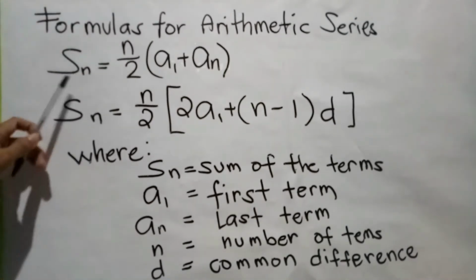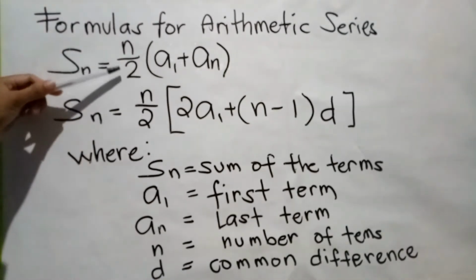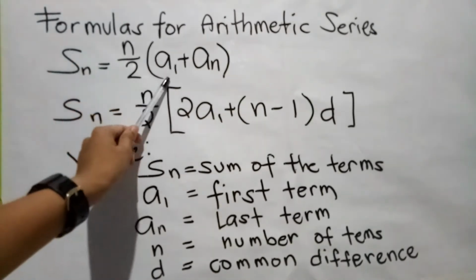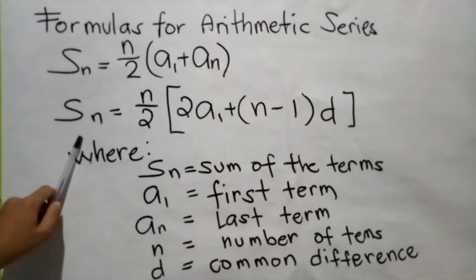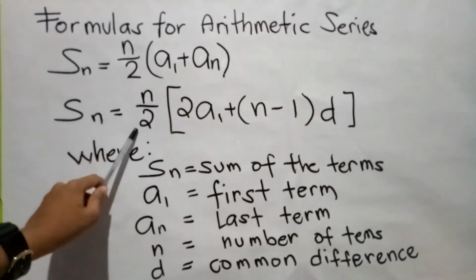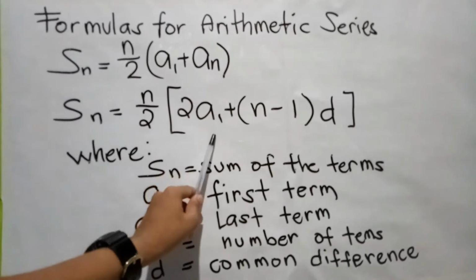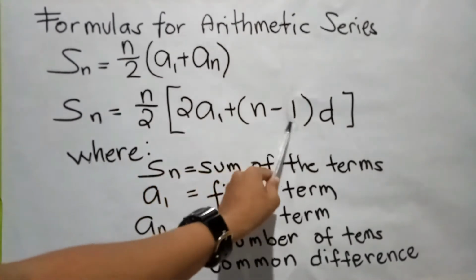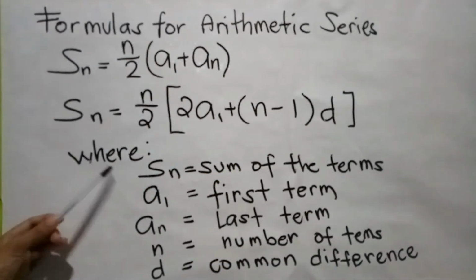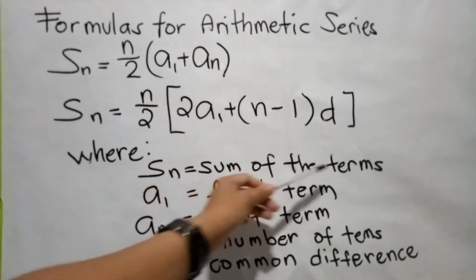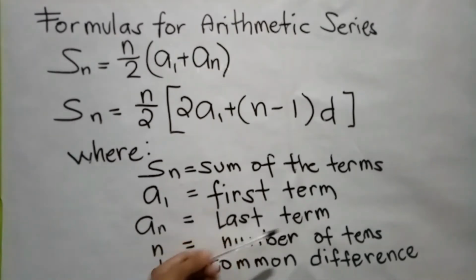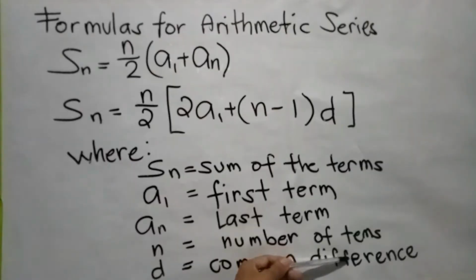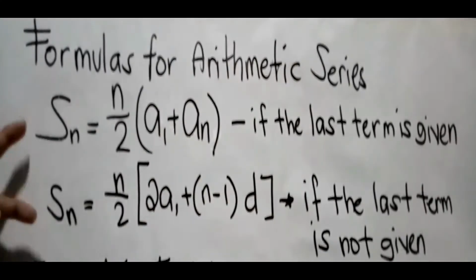The first one is S sub n is equal to n divided by 2 multiplied by a sub 1 plus a sub n. The second formula is S sub n is equal to n divided by 2 times 2 a sub 1 plus n minus 1 multiplied by d, wherein S sub n is the sum of the terms, a sub 1 is the first term, a sub n is the last term, n is the number of terms, and d is the common difference. It is not necessary to memorize these two formulas.